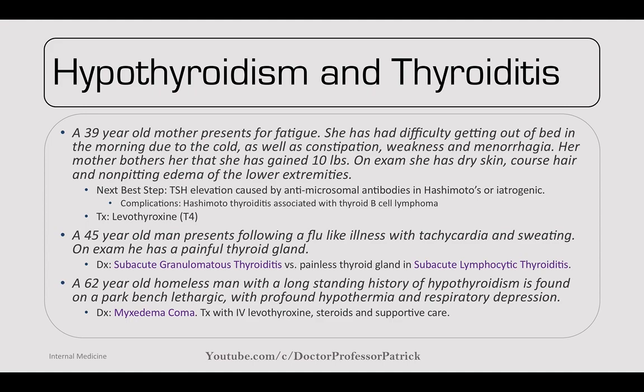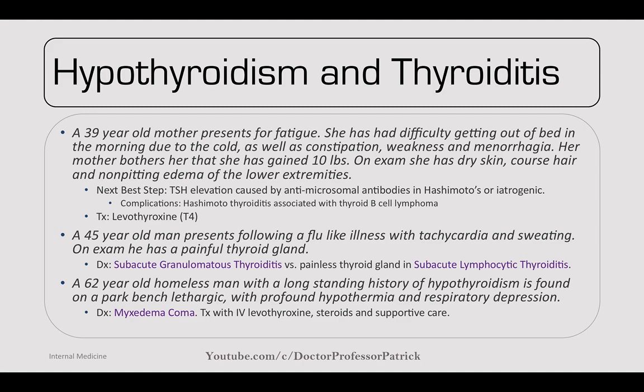On exam, he's got a painful thyroid gland. So the painful thyroid gland is going to be pathognomonic for subacute granulomatous thyroiditis, versus painless thyroid gland in subacute lymphocytic thyroiditis. Both of these are going to be associated with viruses, and there'll be a small period of hyperthyroidism when the gland is sort of being injured and being overactive, and then it progresses into a hypothyroid state following that.